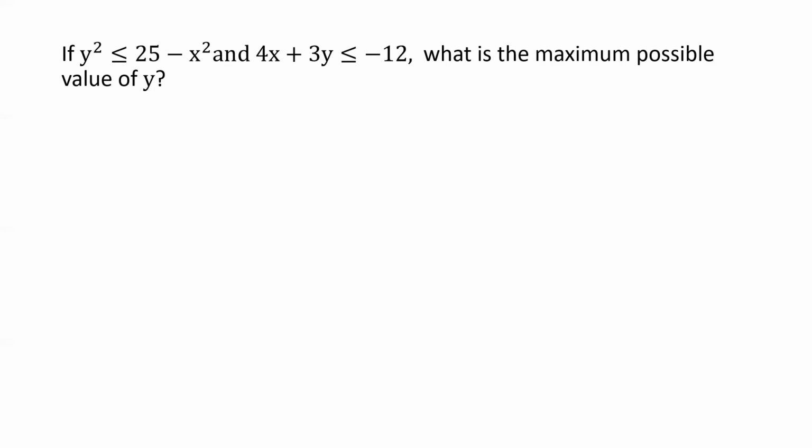So I start with writing down the first inequality, which is y squared is less than or equal to 25 minus x squared, and if I bring x squared over to the other side, I get x squared plus y squared less than or equal to 25. Now if I write this inequality as an equation, this is a very well-known equation in coordinate geometry in the xy plane, because this represents a circle whose center is at the origin and the radius of the circle is 5.